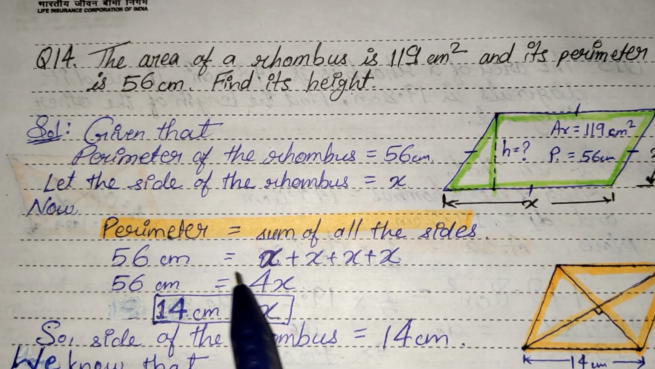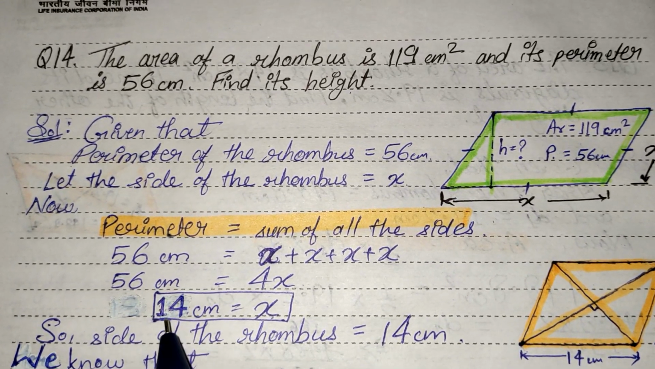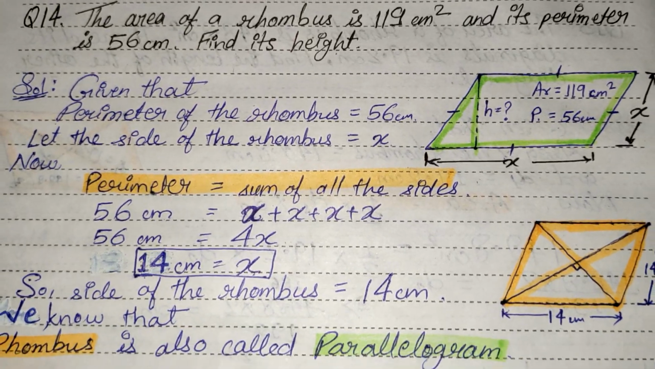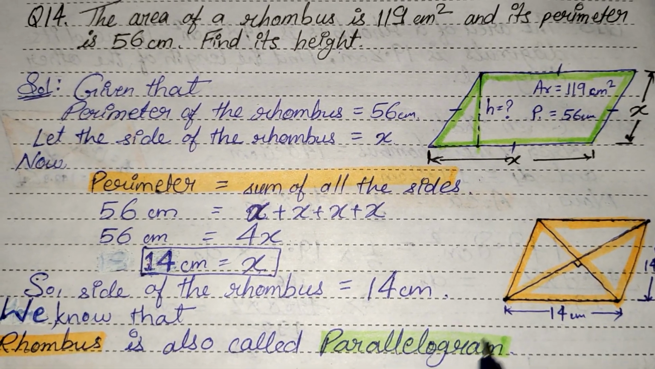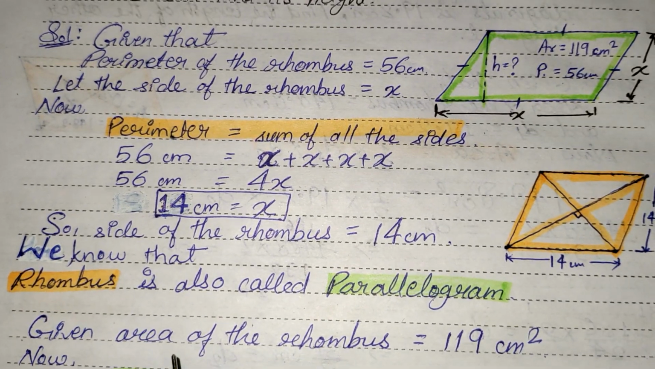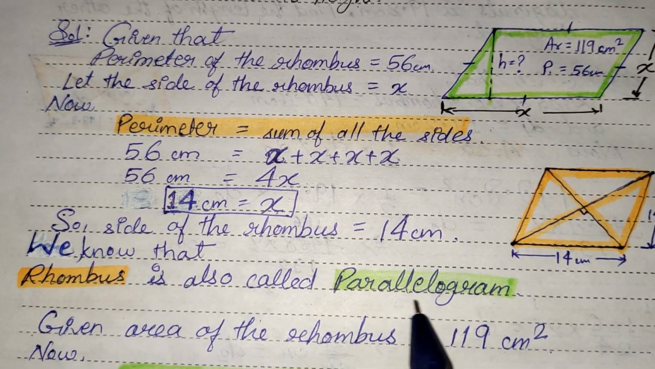So transfer this 4 to the left side. We have x is equal to 14 centimeter. Now we have the side of the rhombus, that is 14 centimeter. Now we know that this is very important, so listen to it very carefully.